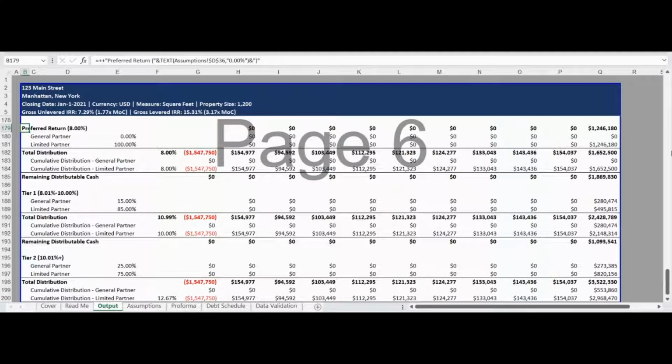The preferred return is then provided to the limited partners. In the model walkthrough case study, an 8% preferred return is utilized, but this can be adjusted to any rate applicable to your use case.